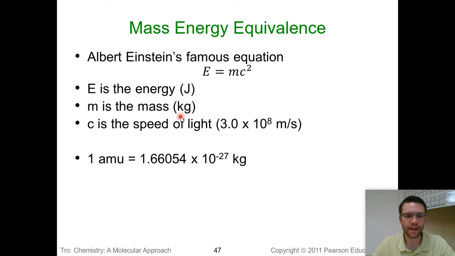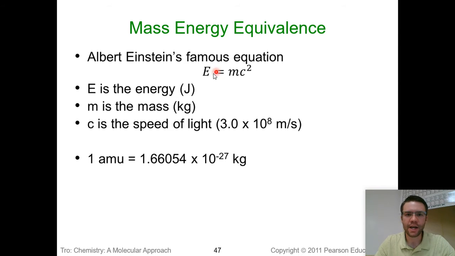And the mass needs to be in kilograms if you plug it into this equation. Speed of light is in meters per second. And I would jot down this conversion here at the bottom. One atomic mass unit is equal to 1.66 times 10 to the negative 27 kilograms. The reason you want that, mass needs to be in kilograms in the equation, but in chemistry, we're dealing with extremely small masses for atoms, and those are atomic mass units. So you're going to have to be able to convert from atomic mass units to kilograms.